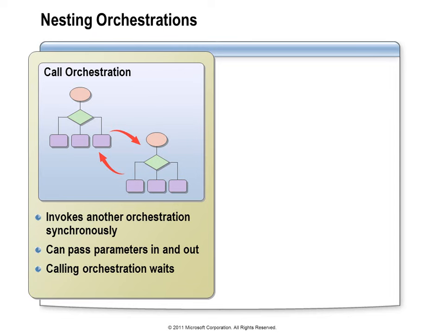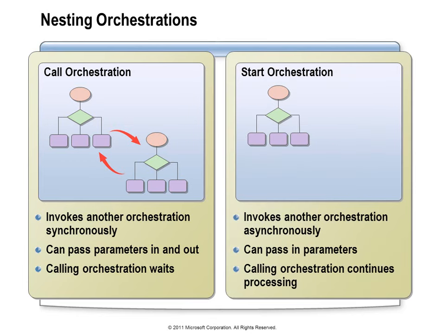Now you do have another option, and that is known as the start orchestration shape. So in this scenario, your orchestration is going to start another orchestration, and then your orchestration is going to immediately continue processing, and it's not going to wait. So you're making an asynchronous call. As in the previous case, you can pass parameters in, but since you don't know when that second orchestration is complete, you cannot expect it to pass parameter values back to you.